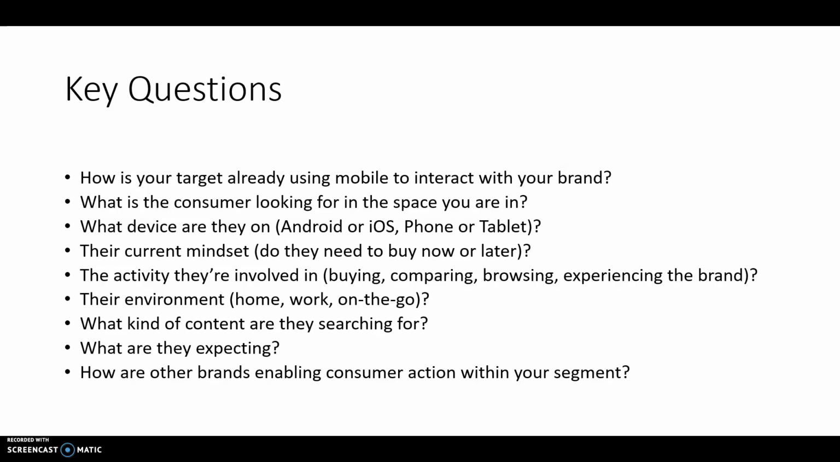I mean, I can reach people with static signs or even with bus signs and subway signs. They move, particularly bus signs or taxi top signs. In fact, by the way, there's a company that's trying to put signs on top of Uber and Lyft cars. That would also be mobile advertising, but the phone is really mobile. It's with you and visible all the time. What kind of content are people searching for on their phones? What are they expecting? And then how are other brands enabling consumer action within your segment?